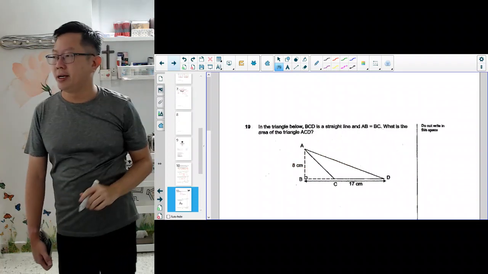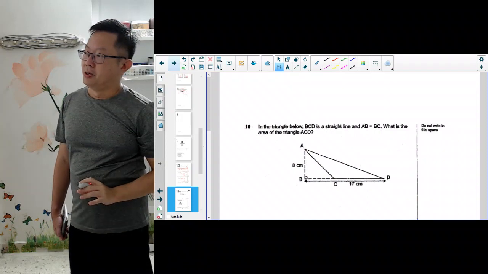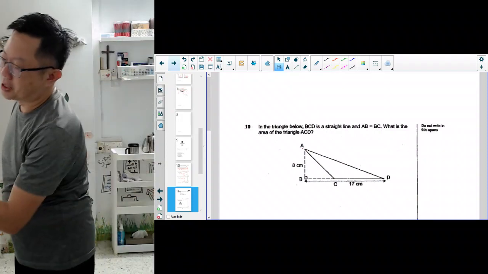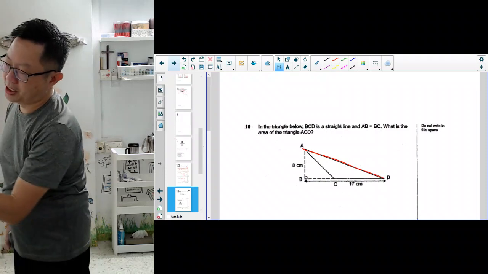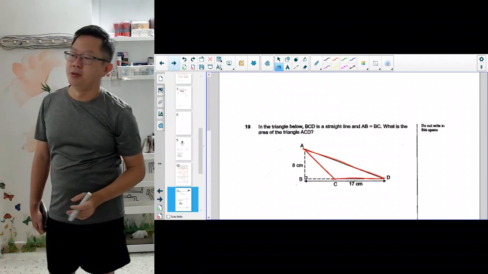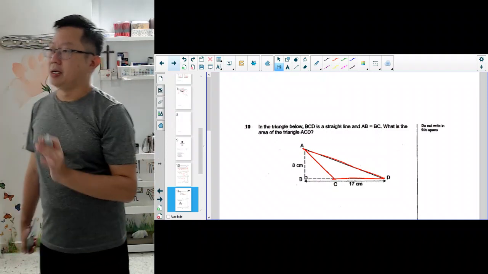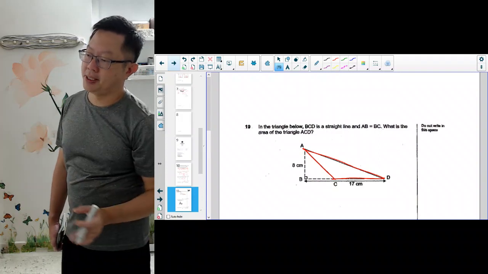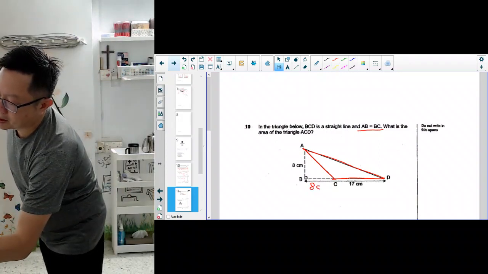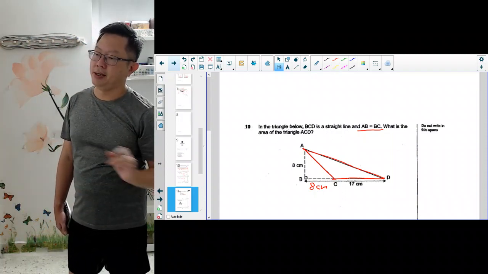Okay, triangle again. So you can see that you are supposed to find the area of triangle ACD. So it's important that you highlight the triangle that you are looking at, which is the red color triangle, because if you don't do that, you get confused by other triangles in the picture. Alright, then you read the question. AB is equal to BC, which means that your BC is also 8 cm. So what's the area of the triangle ACD?